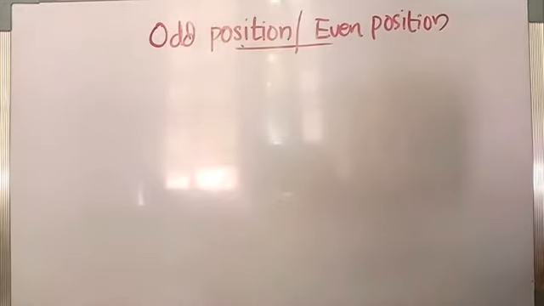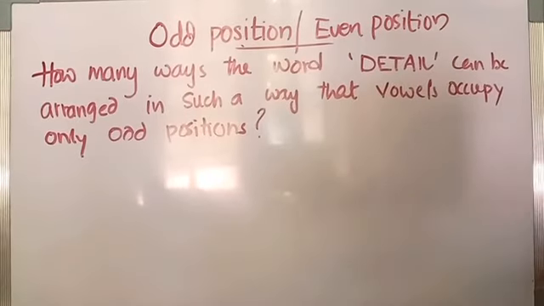Another type of question you could find in permutation is odd position or even position. Like, how many ways can the word DETAIL be arranged in such a way that vowels occupy only odd positions.